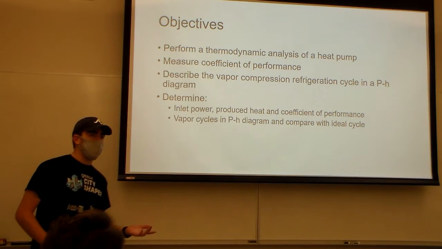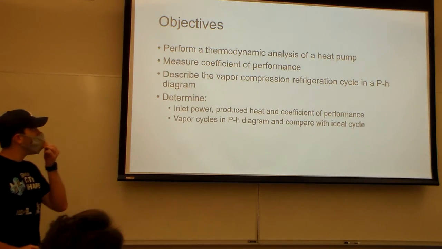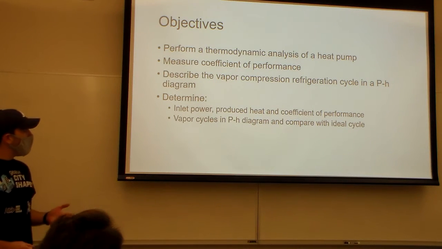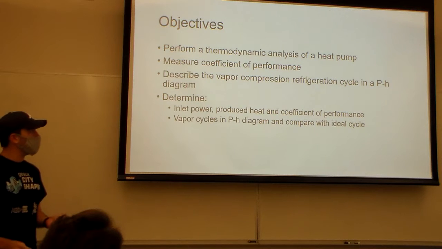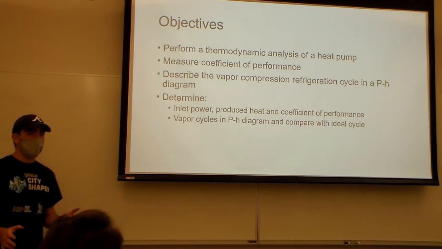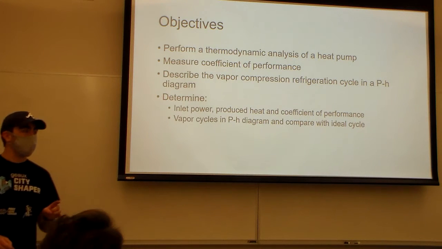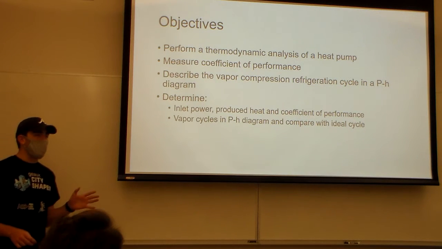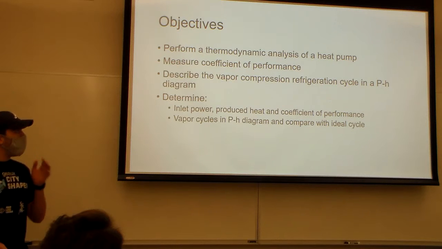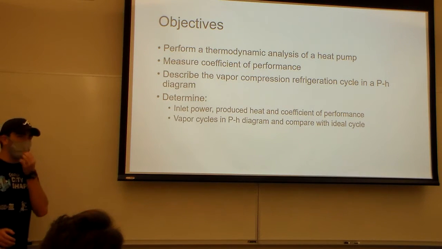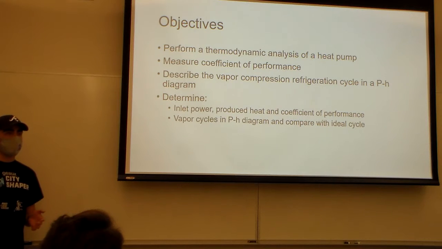We want to be able to perform a thermodynamic analysis of a heat pump, as well as measure the coefficient of performance for that heat pump, and then describe the vapor compression cycle using a pH diagram. We're going to be running 2 tests in this experiment to do that. In those 2 tests, we want to determine the inlet power, the produced heat, coefficient of performance, as well as the vapor cycles in a pH diagram, and compare those diagrams with an actual ideal cycle.